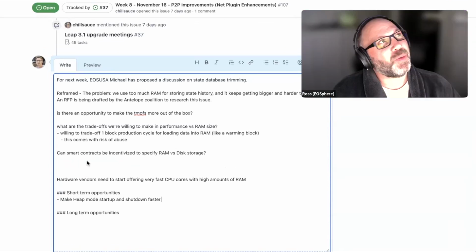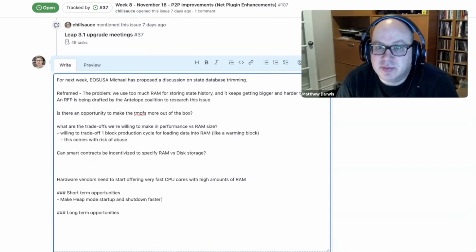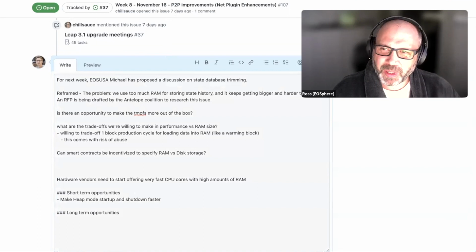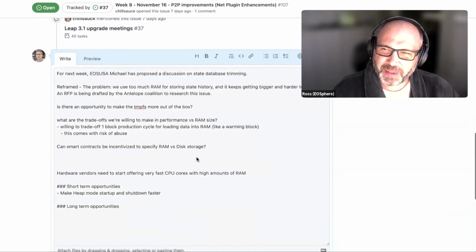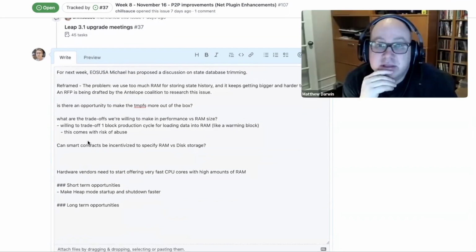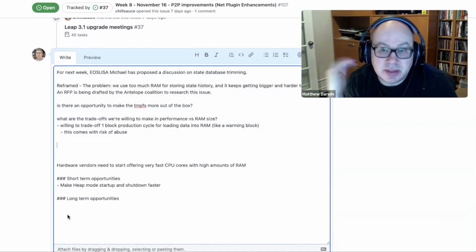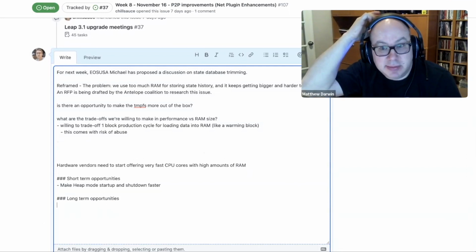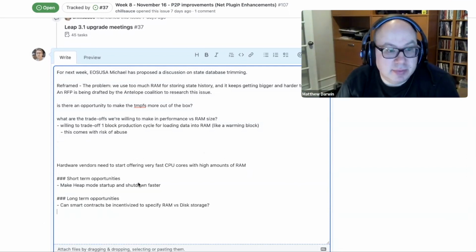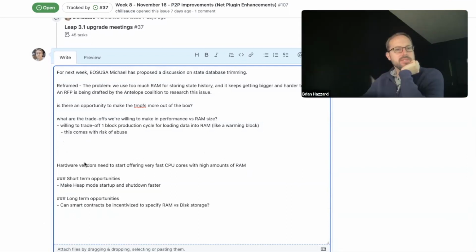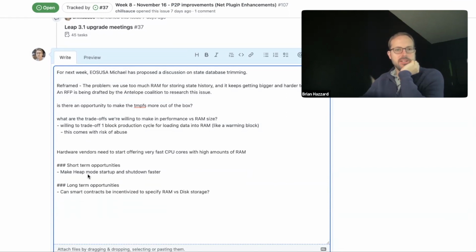I just had a look. WAX is 86 gigs in use in the state DB. Yeah, it's reduced over the last couple of weeks, months. I'm sure it was over 128. It's been reduced because they're freeing up from the random number generator. They're releasing RAM. I think the TempFS one would probably fit under short term, right?